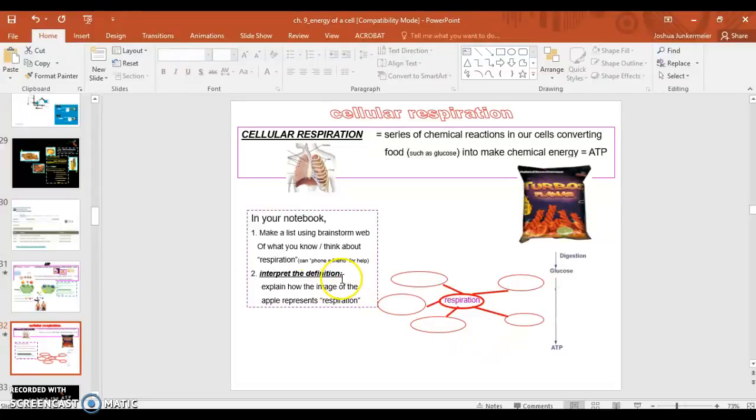The second task is interpreting the definition. So what we want to do is try to figure out, in our own words, what does this definition mean? And how does it relate to this picture? So we have glucose, and then we have ATP down here, but following the picture and the arrows, interpret the meaning of cellular respiration as represented by this situation that starts with glucose and ends with ATP. So your job is to look at the definition, share what you think it means, and relate it to this picture here, or this model of glucose down to ATP.